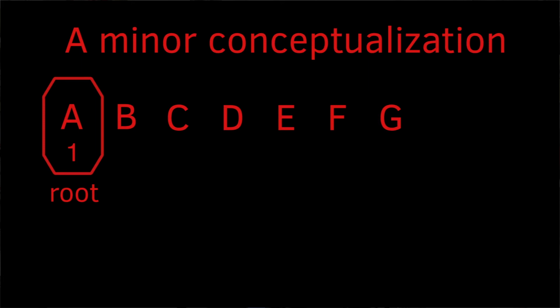So the B is the 2nd. The C, as it relates to the A root, is now a flat 3 or minor third. The D is a 4. The E is a 5. The F is a flat 6 or minor 6. The G is a flat 7 or minor 7. And then we land back on the A.